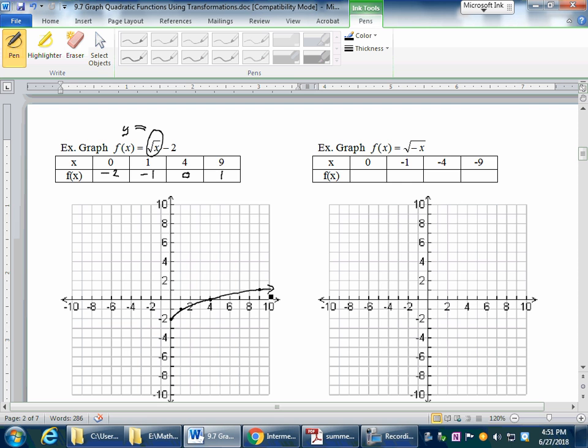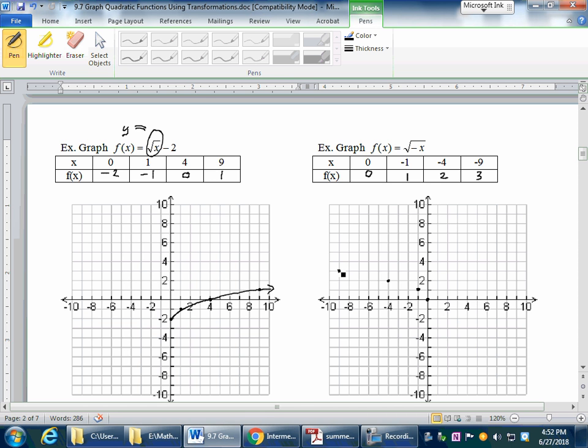If I plug in 0, it will be negative 0. Square root of 0 is 0. If I plug in negative 1, negative and negative become positive, so square root of 1 is 1. If I plug in negative 4, negative of negative 4 is positive 4. Square root of 4 is 2. And then square root of 9 will become 3 if I plug in negative 9. So this will become 0, 0, 1, negative 1, 1, negative 4, 2, and negative 9, 3.